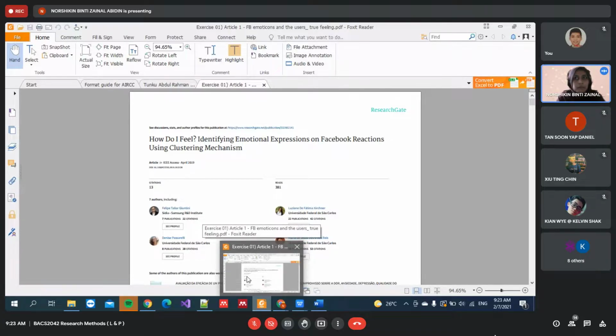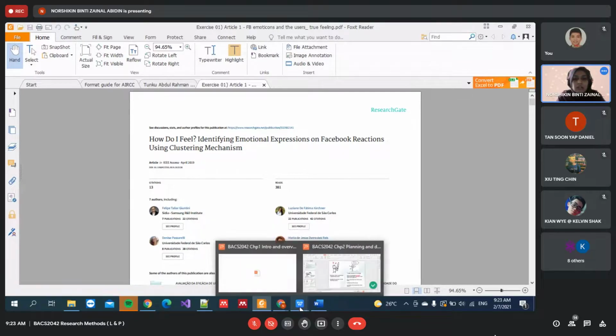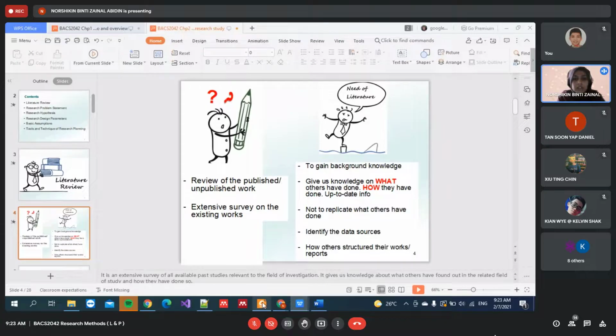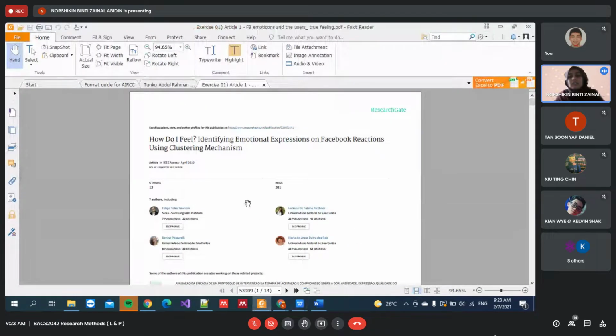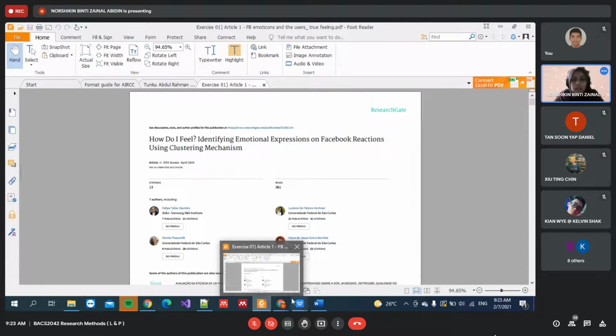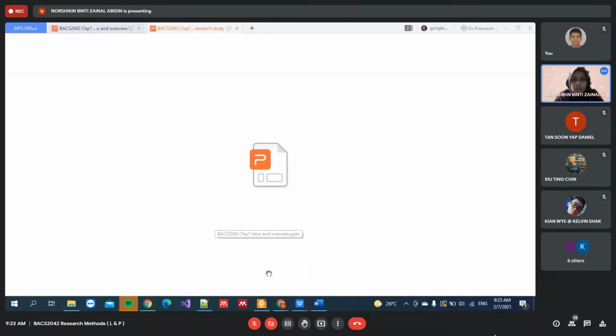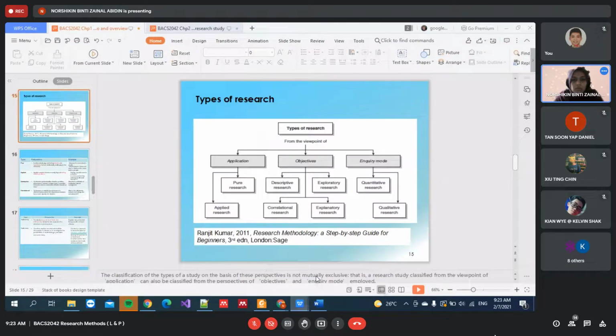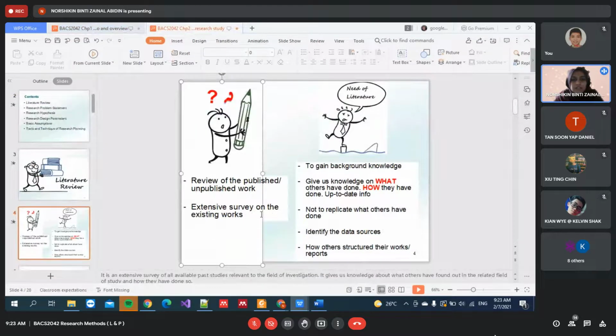You're not doing plagiarism. LR is something like, after you finish reading an article, you conclude or summarize what the output from this paper, written by this group of people, is, and you need to credit them in your LR and your reference list. So that's what LR is basically. It is an extensive survey on the existing work.